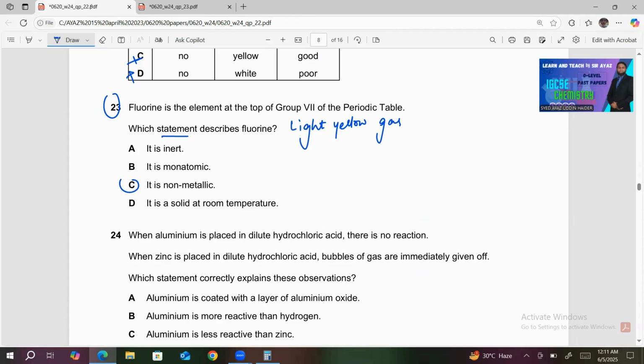In A, it's written that it's inert, which is incorrect. Inert means unreactive. It's not unreactive, it's highly reactive. B, it is monatomic. No, it exists as diatomic. In fact, all the elements of group 7 are diatomic. D, it's a solid at room temperature. It is also incorrect because it is a gas at RTP, room temperature and pressure.